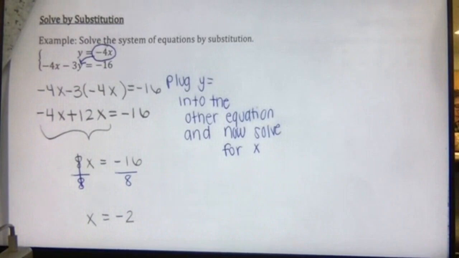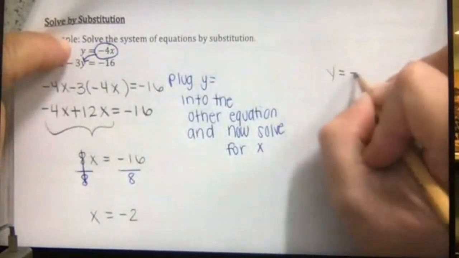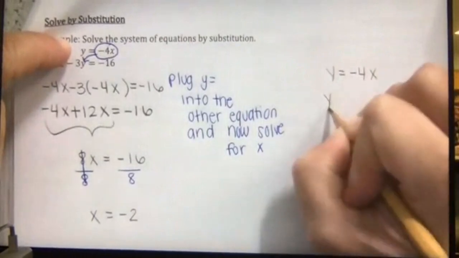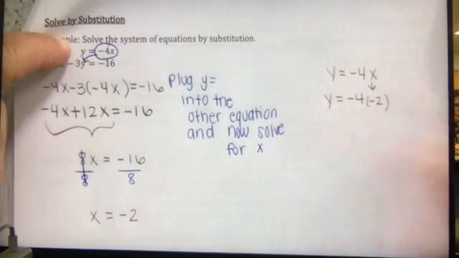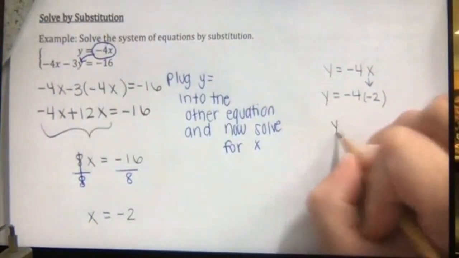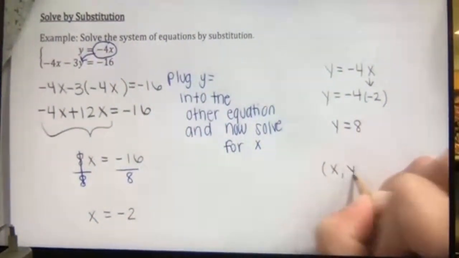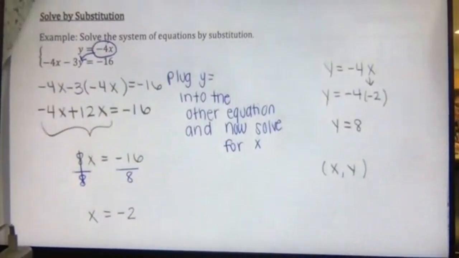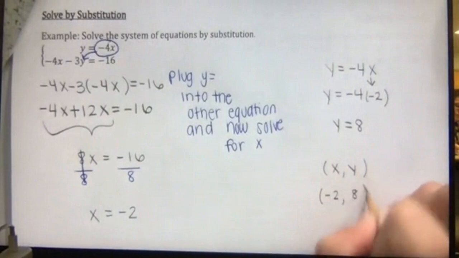Now that I know that x equals negative 2, I can plug that back into either equation to find what y equals. Doesn't matter. This first equation looks easier, so let's use that one. If we know y equals negative 4x, and x is negative 2, then y equals negative 4 times negative 2, which is y equals positive 8. That's your answer. Putting it as an ordered pair, remember our ordered pair is x comma y, so x is negative 2, y is positive 8.